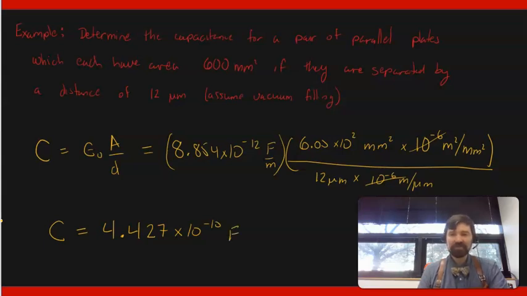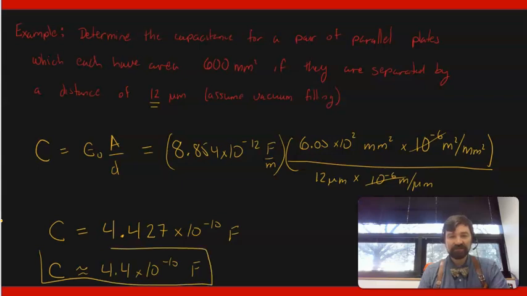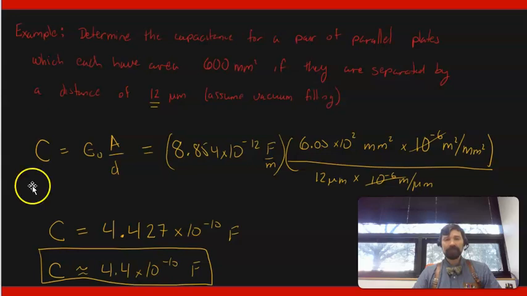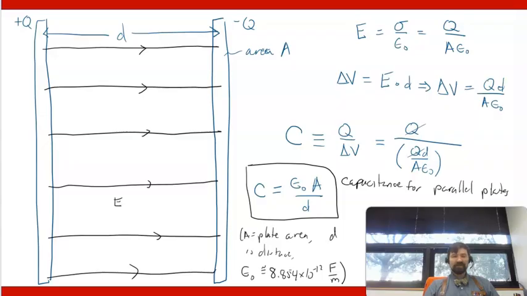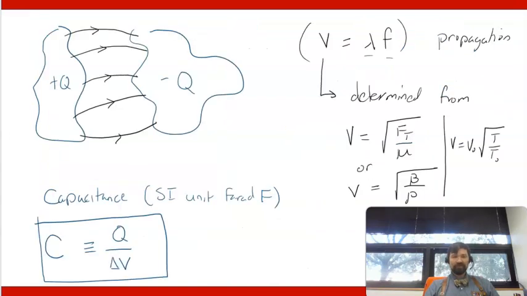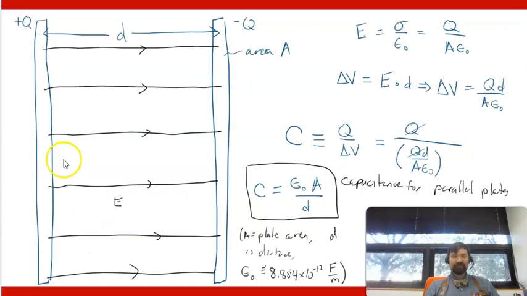And then probably we should round it to 2 sig figs since there's only 2 here. So C is about 4.4 times 10 to the negative 10 farads, or in other words, 0.44 nanofarads. And so that's our answer for this particular pair of parallel plates. So that is capacitance, in general the definition, and for a pair of parallel plates.